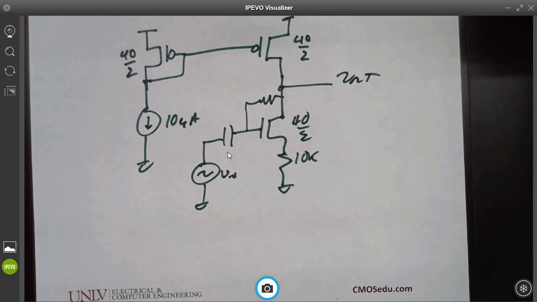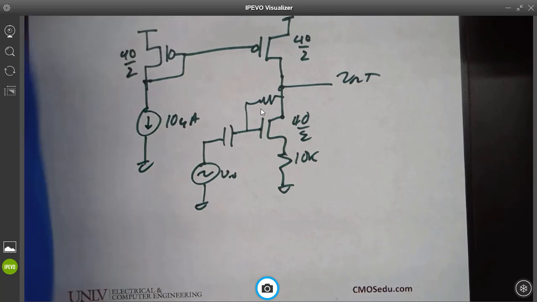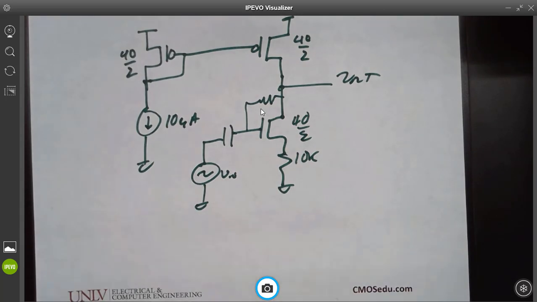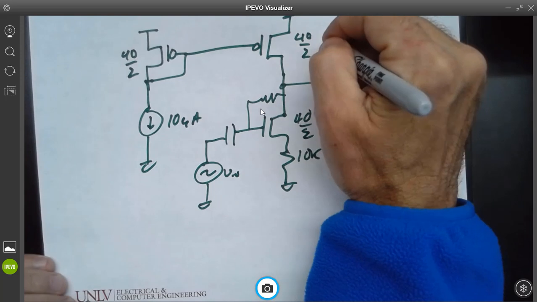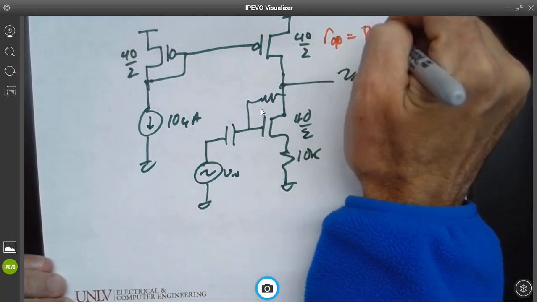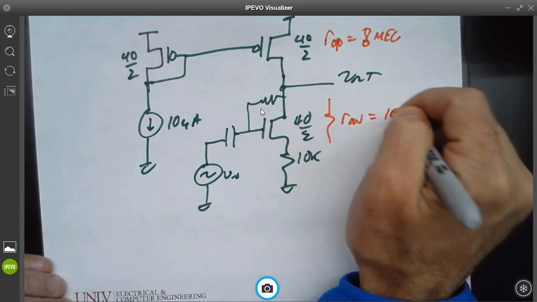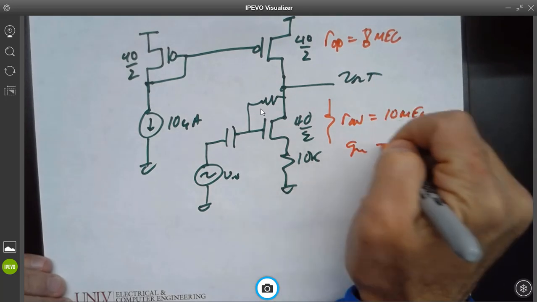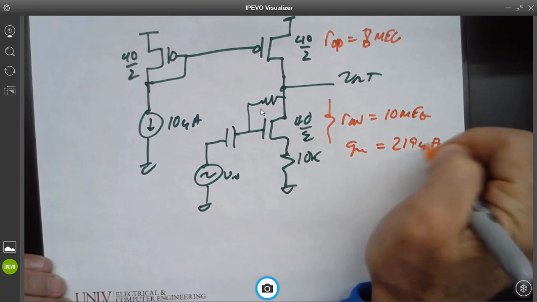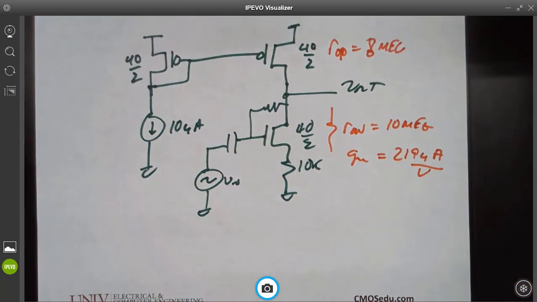And then I'm going to ask you, okay, what do I have to do different here? Is it going to bias up correctly? What's the current flowing in this device? And what's the current flowing in this one? And what's the current flowing in here? So wouldn't everybody be okay if I wrote on here in orange, R out P equal 8 meg, R out N equal 10 meg, GM equal to 19 microamps per volt. Is everybody okay with leaving it like that?